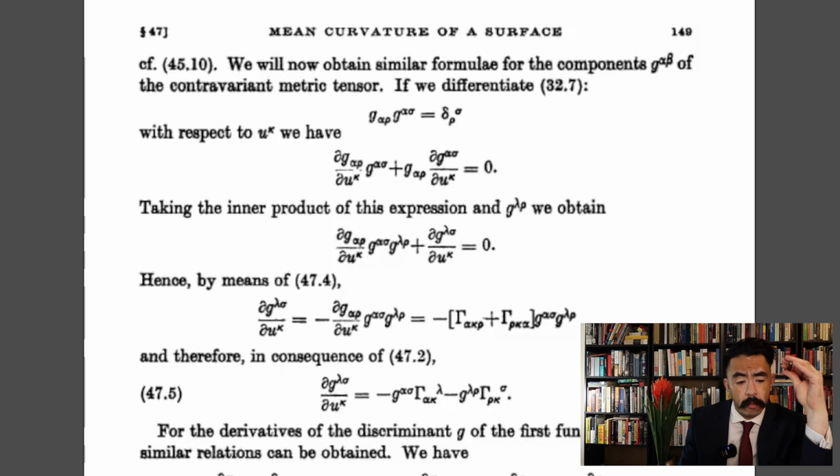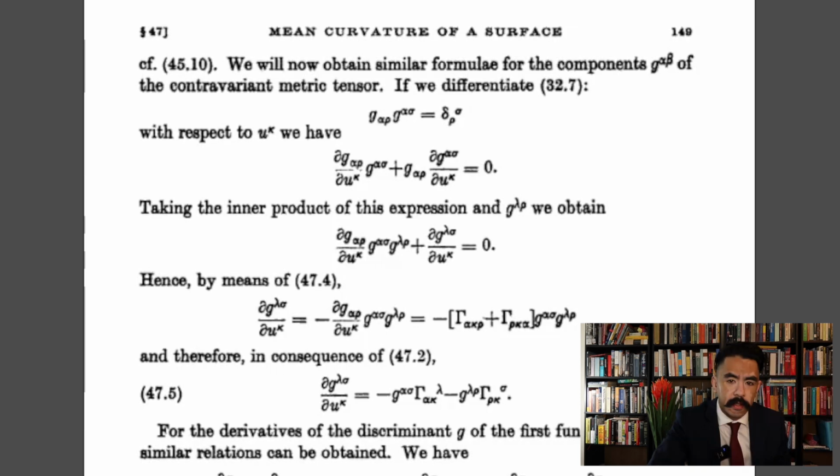We will now obtain similar formulae for the components g^αβ of the contravariant metric tensor. If we differentiate the relation g_αρ g^ασ = δ_ρ^σ with respect to u^κ, we have ∂g_αρ/∂u^κ g^ασ + g_αρ ∂g^ασ/∂u^κ = 0. Taking the inner product of this expression and g^λρ, we obtain ∂g_αρ/∂u^κ g^ασ g^λρ + ∂g^λσ/∂u^κ = 0.